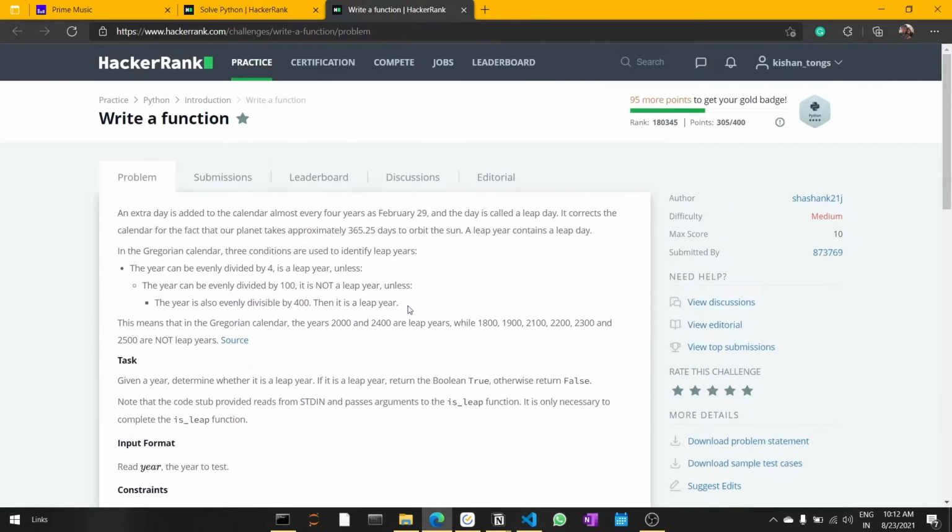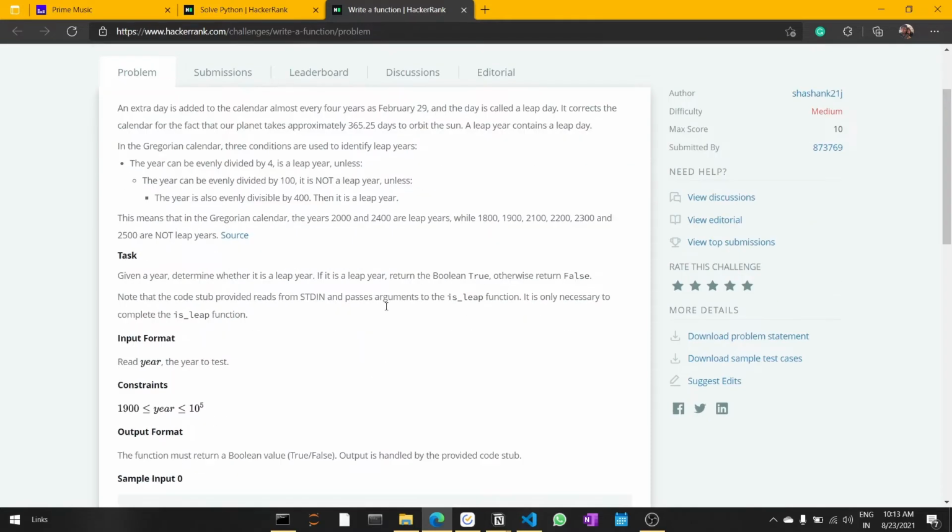And this is the definition of leap year, which is given in the problem statement. You can see the number evenly divided by 4 is a leap year unless. So this is the big condition. But under that there are two conditions. So the first condition is the year can be evenly divided by 100, not a leap year. And one more thing, the year is also evenly divided by 400. Then that is a leap year.